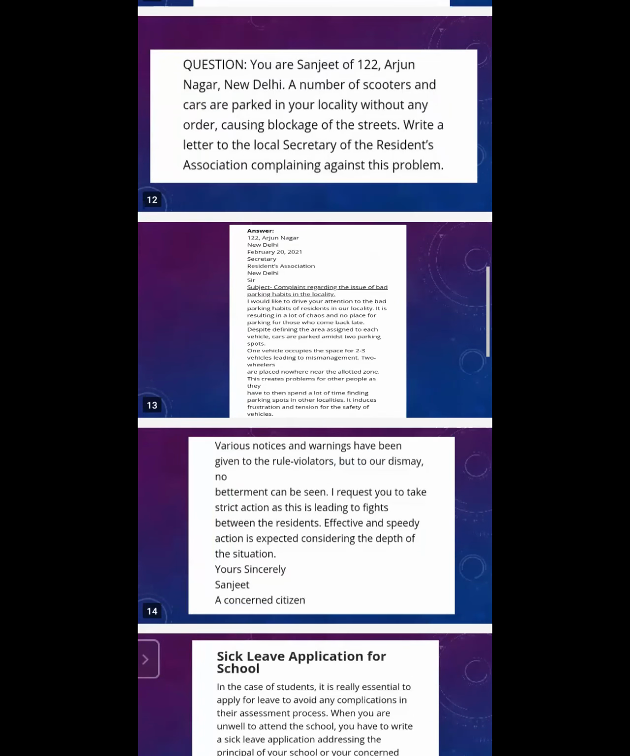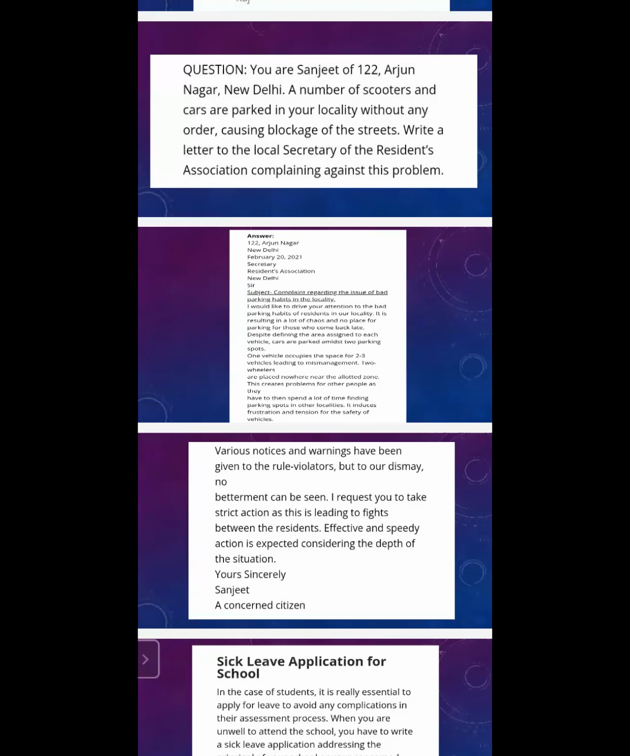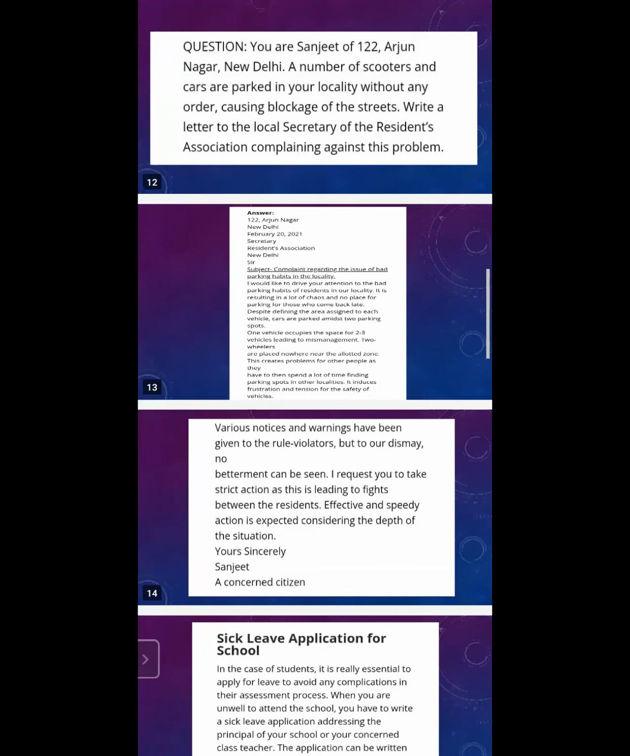The other letter is C. You are Sanchit of 122 Arjun Nagar, New Delhi. A number of scooters and cars are parked in your locality without any order, causing blockage of the streets. Write a letter to the local secretary of the Residents Association complaining against this problem. You have to write a letter to the local secretary that there are a number of scooters and cars parked in your locality without any order, and due to that, the streets are blocked.